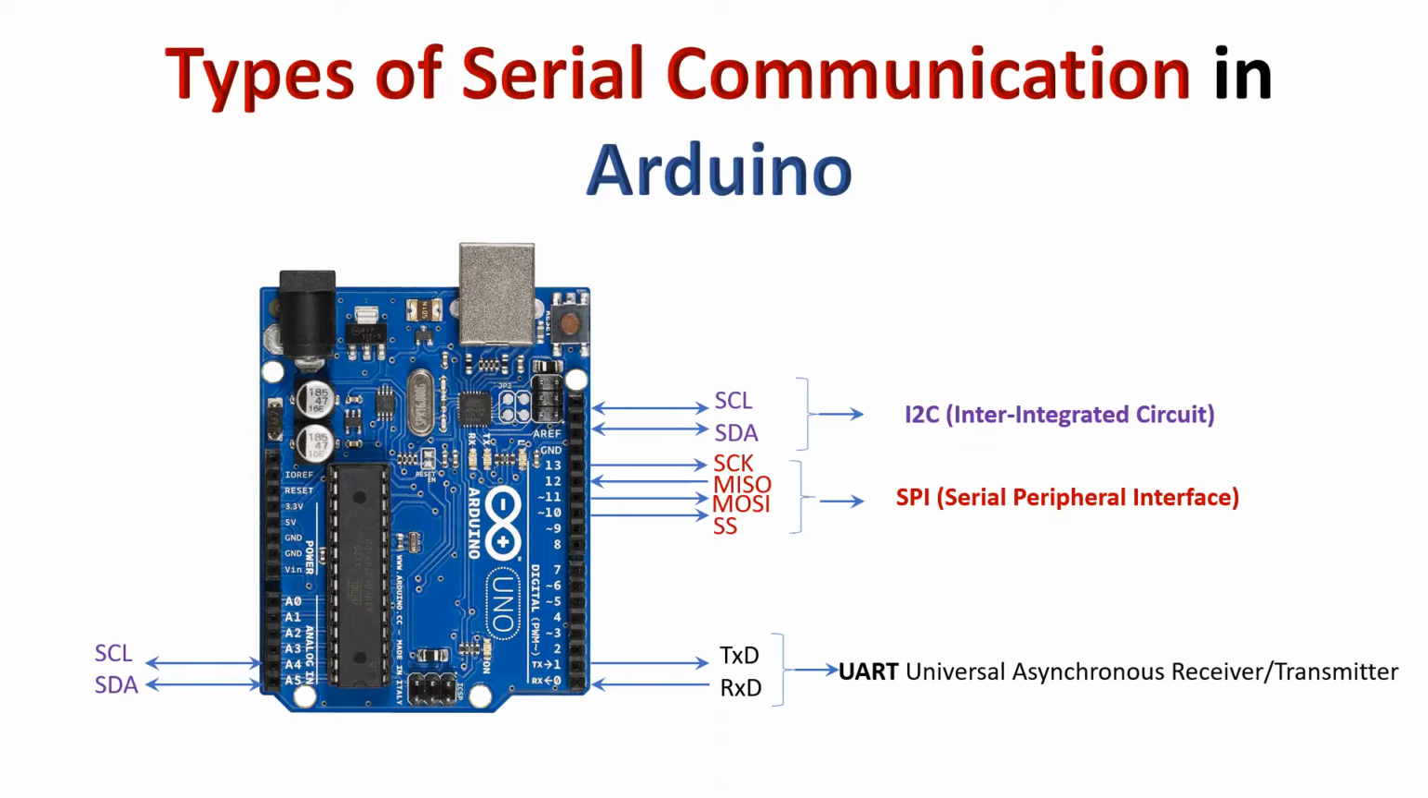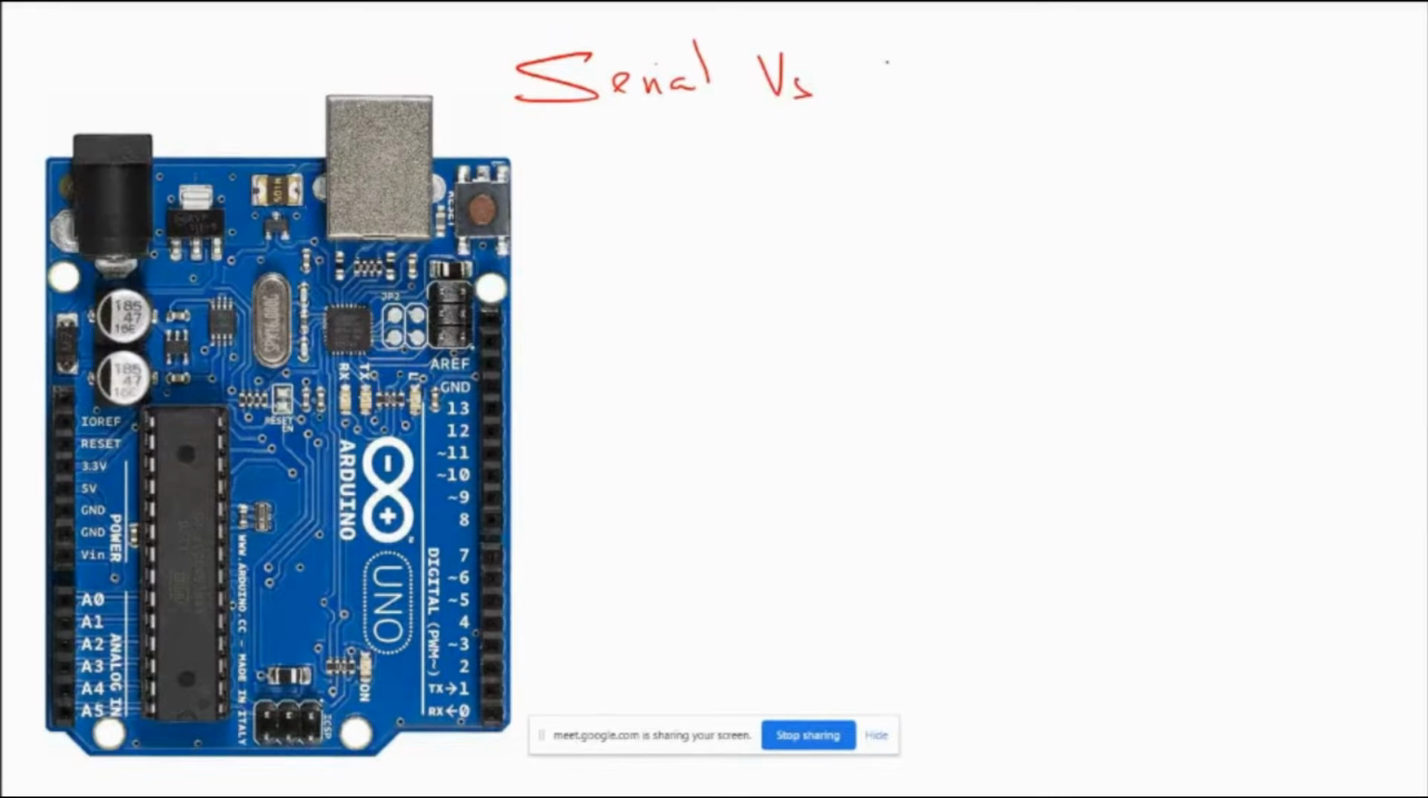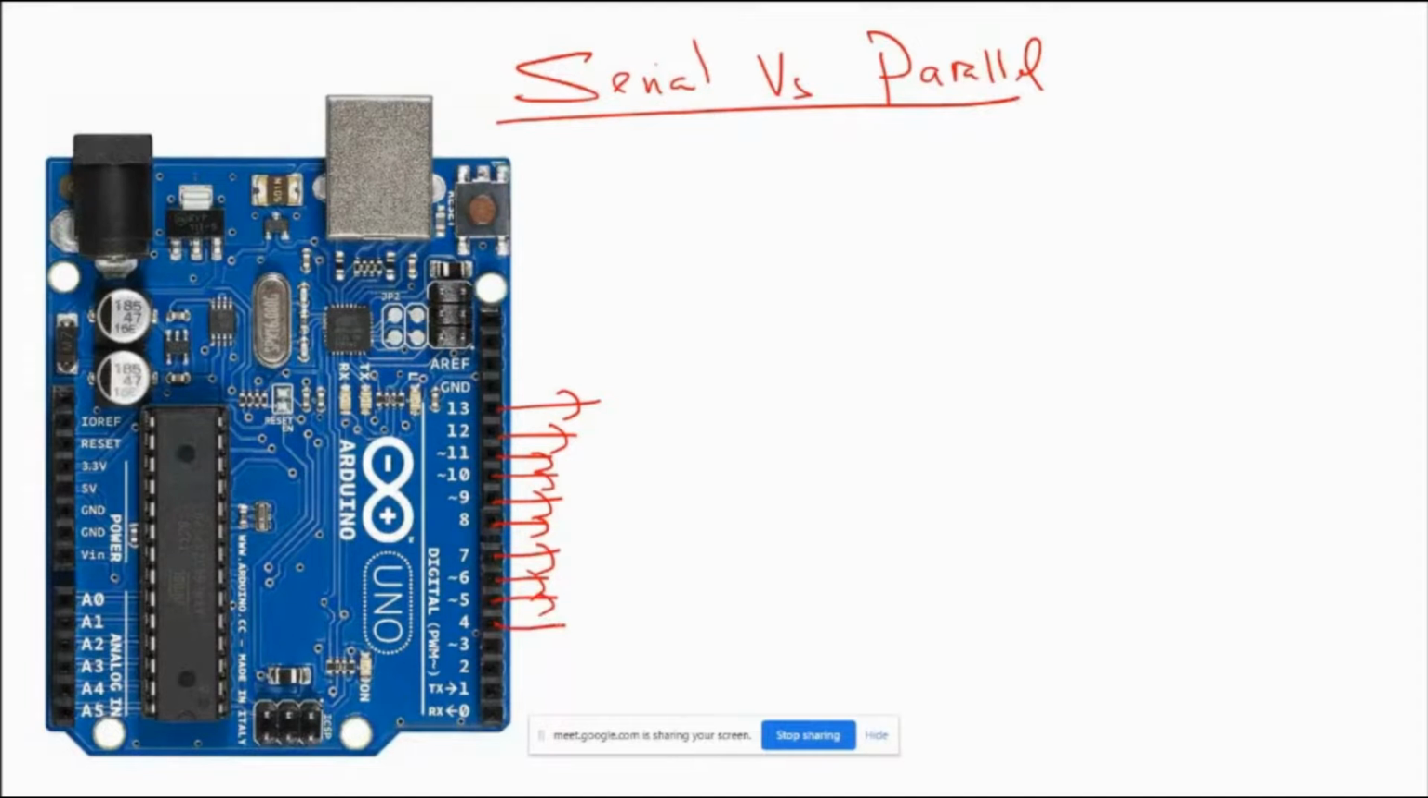So before we actually see how to use this serial communication, it is necessary that we understand the differences between serial and parallel communication. That is the topic of today's discussion. Serial versus parallel. So far, whatever we have been doing is parallel communication. Parallel communication means the data that is coming out of these pins is parallelly transferred to all the peripheral devices connected to these 14 pins. The word parallel means the data is communicated in the same instant of time.